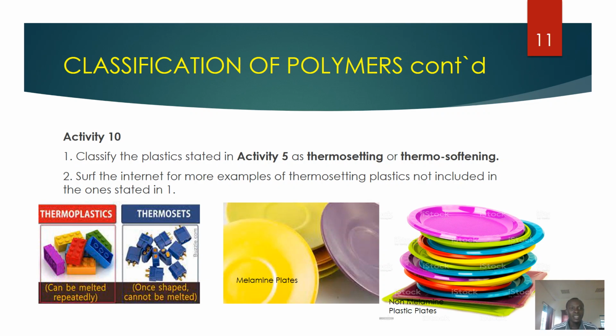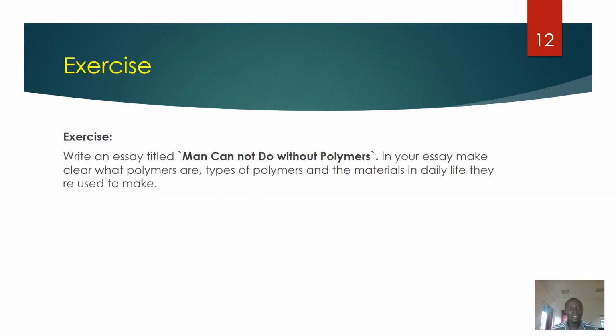So in activity 10, you will classify for me the plastics stated in activity 5 as to whether they are thermosetting or thermosoftening plastics. You will also look up on the internet more examples of thermosetting plastics not included in the ones stated in activity 10, number 1. Use these supporting materials to help you think about what to do. In the exercise, you also do this for me: write an essay titled, Man Cannot Do Without Polymers. In your essay, you should make clear what polymers are, the types of polymers, and the materials in daily life they are used to make.